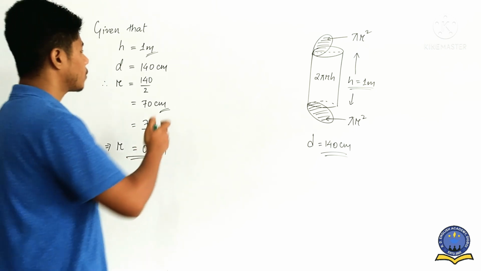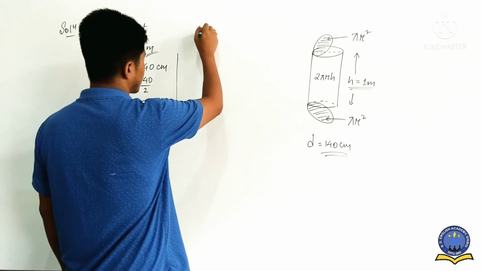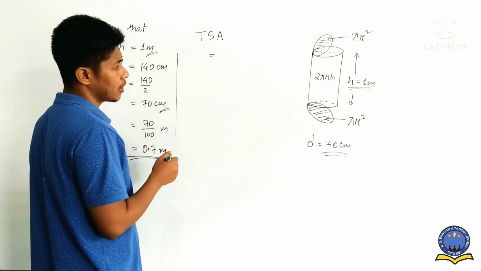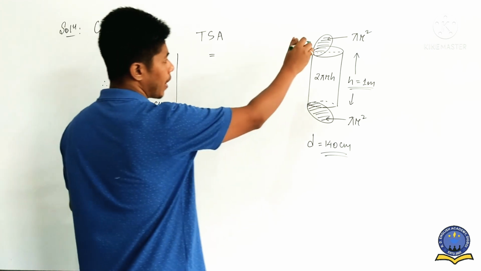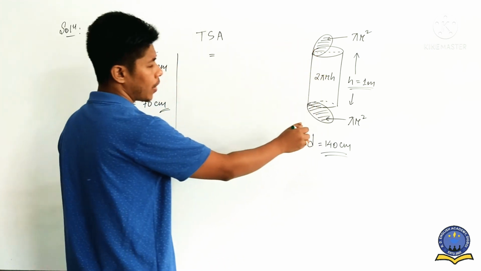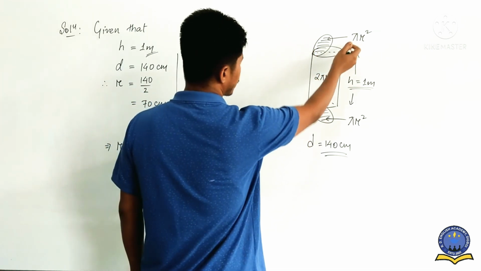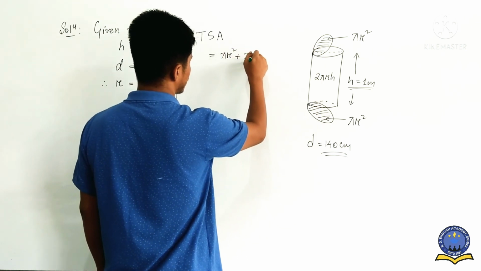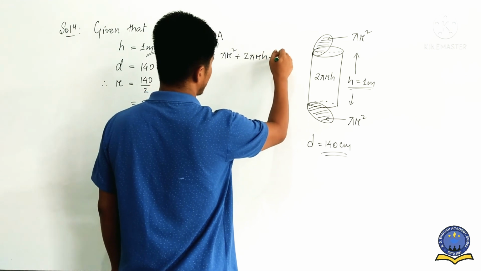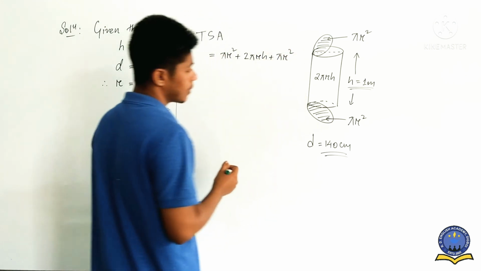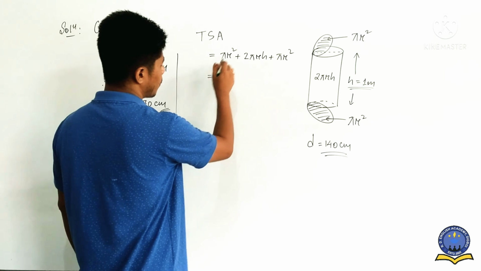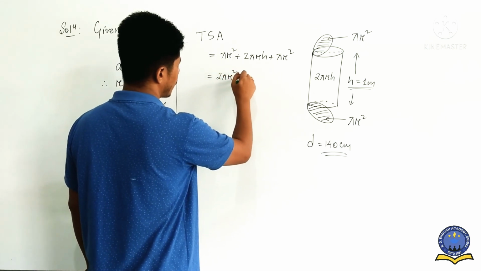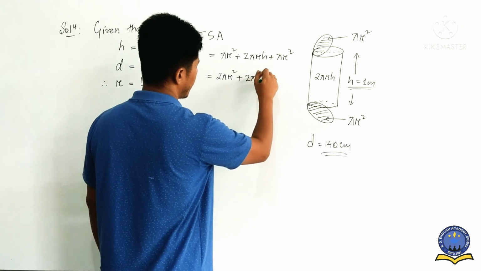So how can we find the total surface area here? The total surface area of this closed cylindrical tank equals pi r square plus 2 pi RH plus pi r square. Is it clear? These three. So from pi r square plus pi r square, we can write 2 pi r square plus 2 pi RH.